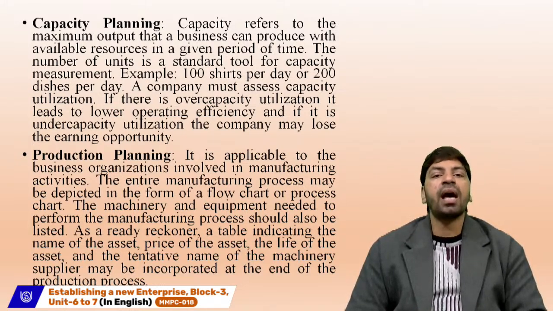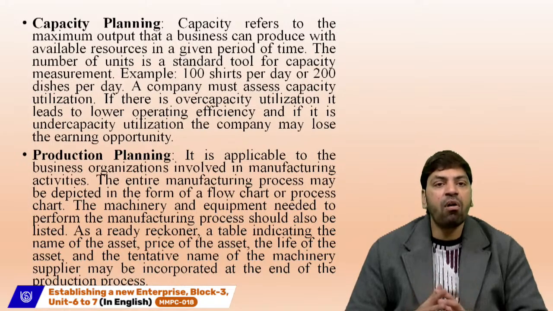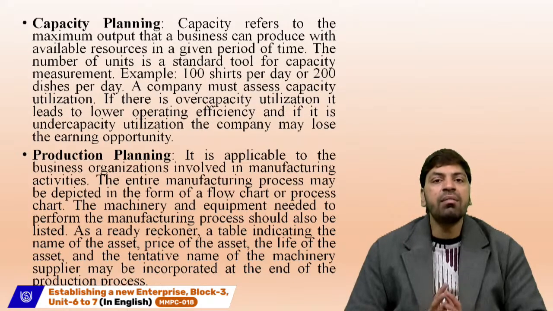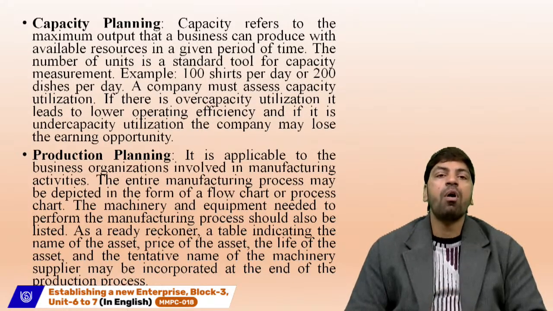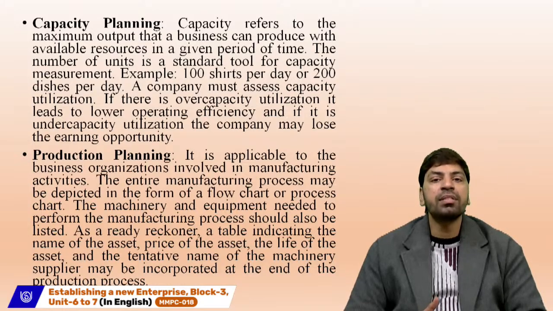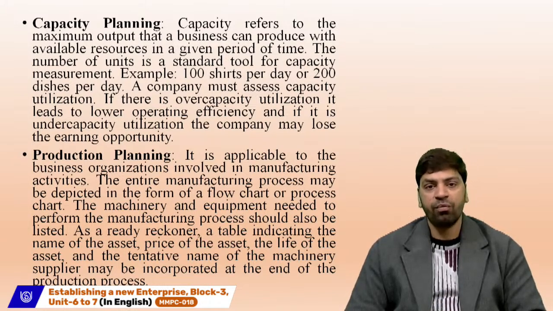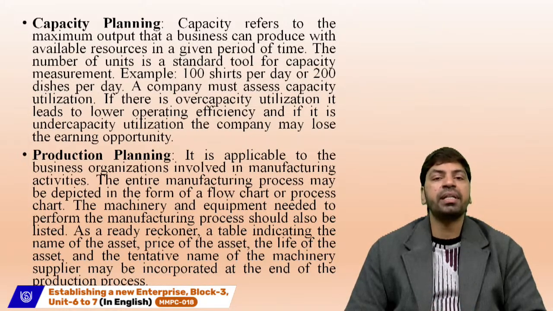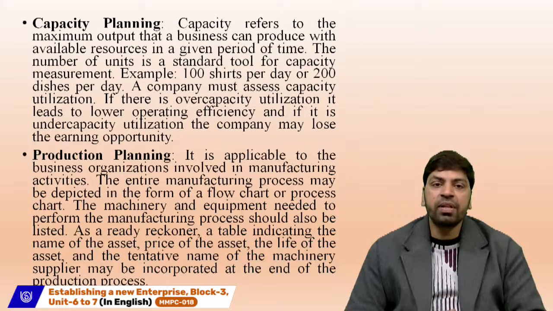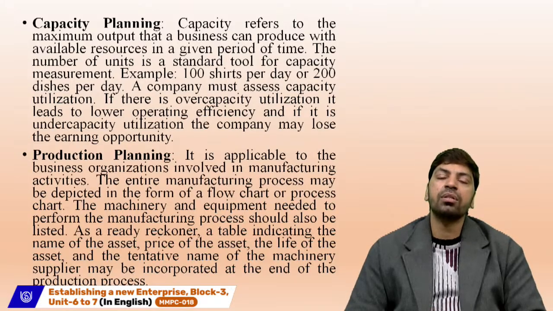The next is production planning. It is applicable to business organizations that are involved in manufacturing activities. The entire manufacturing process takes the form of a flow chart, and the process that performs the manufacturing should be listed in an organized way. A table is prepared that indicates the name of the asset, the price of the asset, the life of the asset, and of course the tentative name of the machinery and supplier, which is also incorporated, and at the end of the production process.